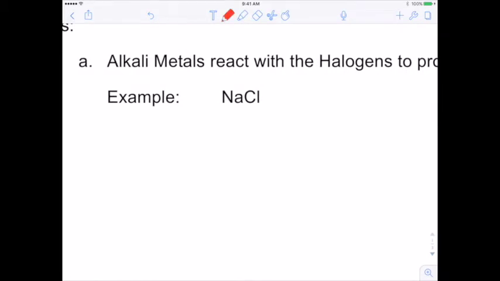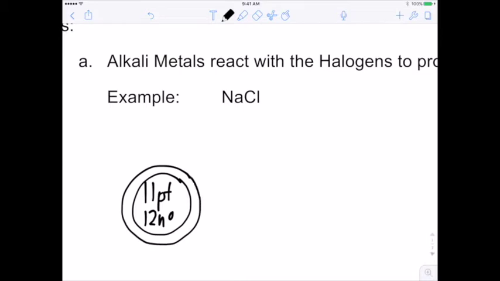It has 11 protons, 12 neutrons in the nucleus, and then there are 11 electrons surrounding it. 2 in the first shell, 8 in the second shell, and 1 valence electron in the outermost shell.